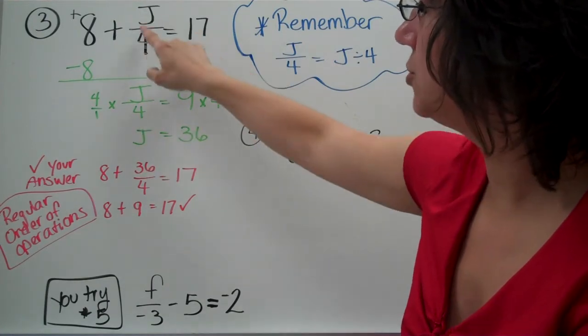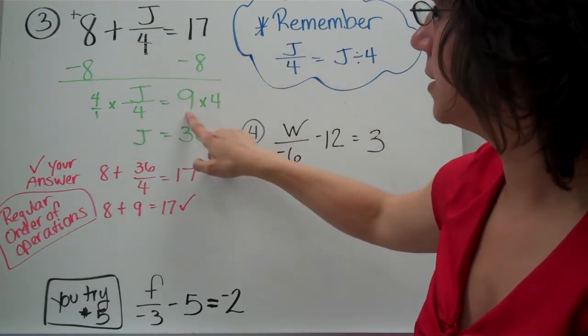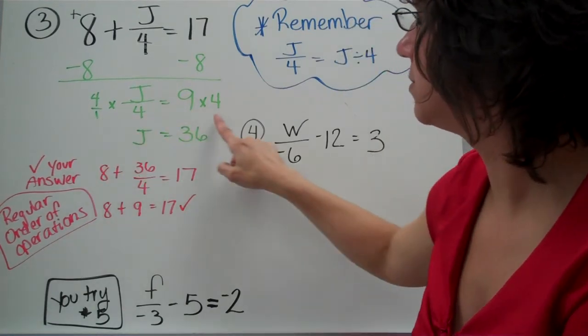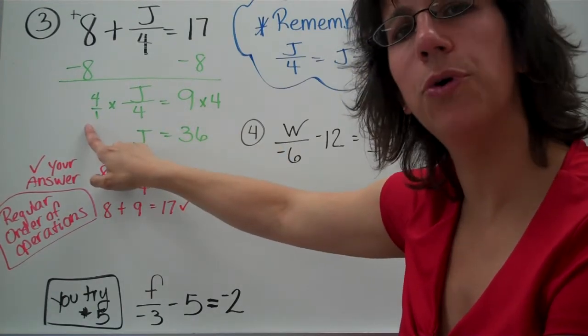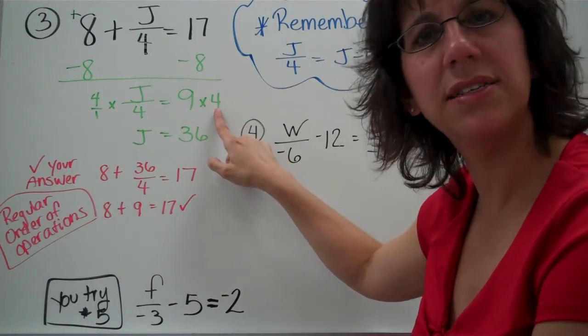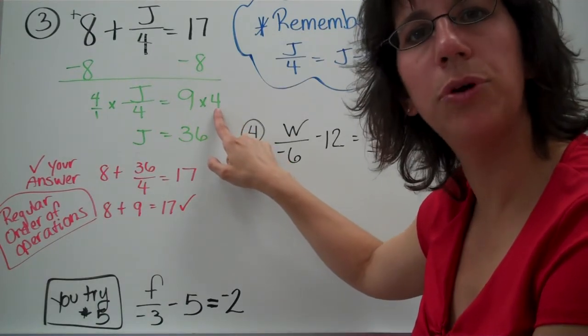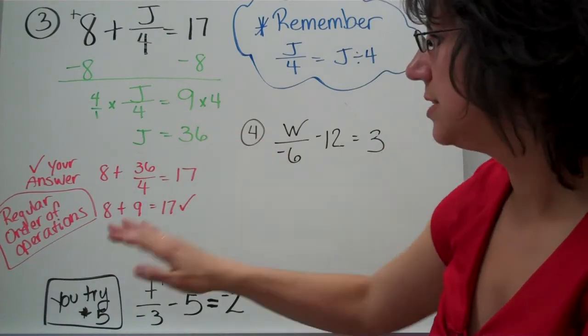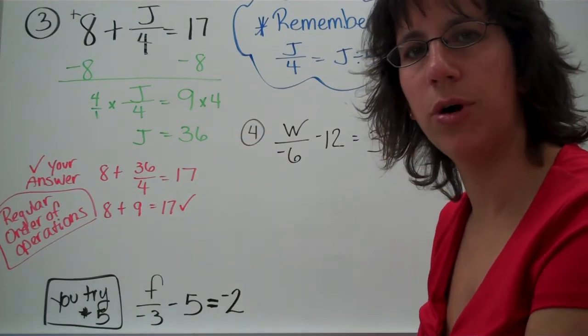What is left? We have j over 4 and 9. Now the opposite of dividing by 4 is timesing by 4. Notice I put it here as 4 over 1 and here as 4. That's exactly the same thing. Any whole number can have a 1 put under it to make it a fraction. J equals 36. It's important to check your answer and make sure that it works.